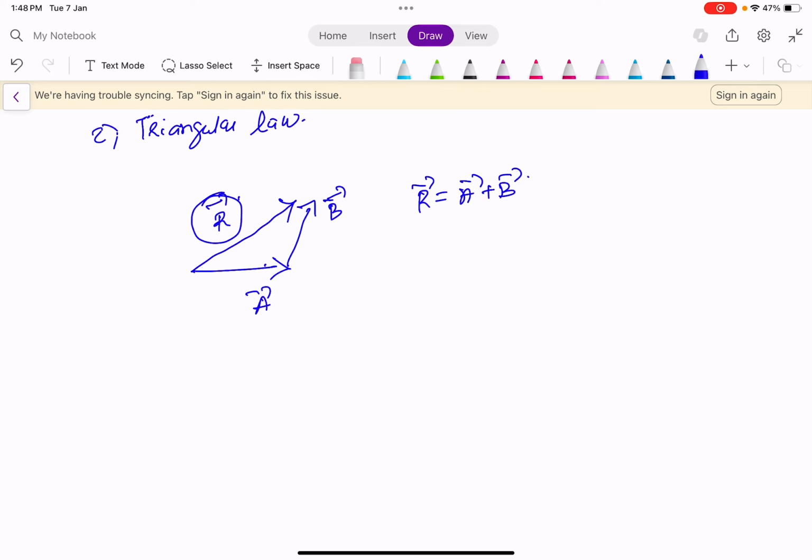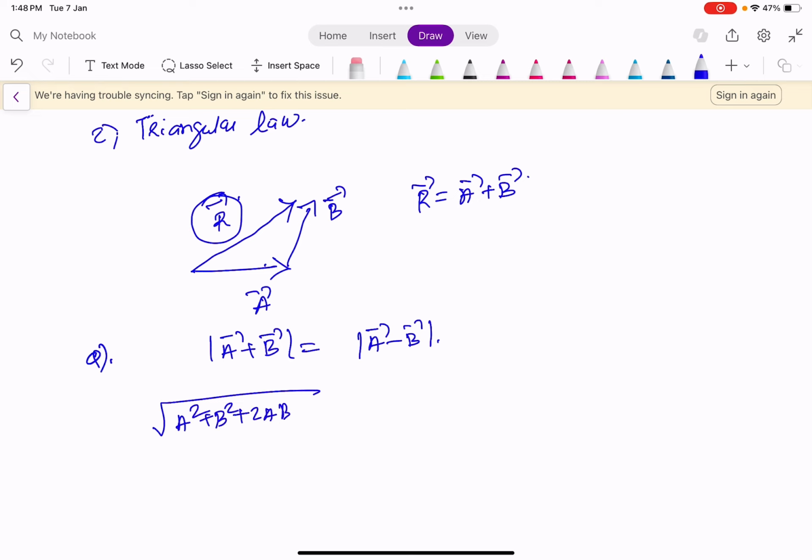Now we can solve one problem. If the magnitude of the sum of two vectors is equal to the magnitude of the difference of the two vectors. The magnitude of the sum of two vectors we know: A square plus B square plus 2AB cos theta. The difference of two vectors, A minus B, is nothing but the addition of A plus minus B. So what will be the resultant? Just putting minus B, A square plus B square minus 2AB cos theta.